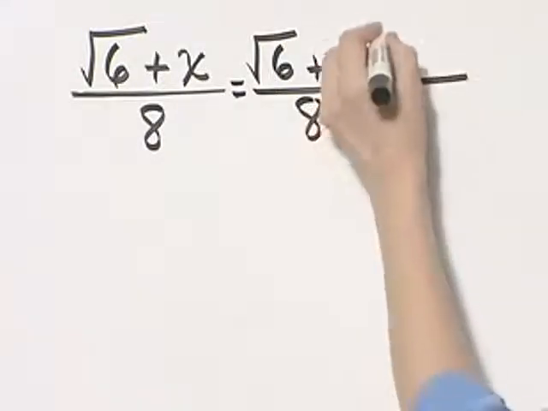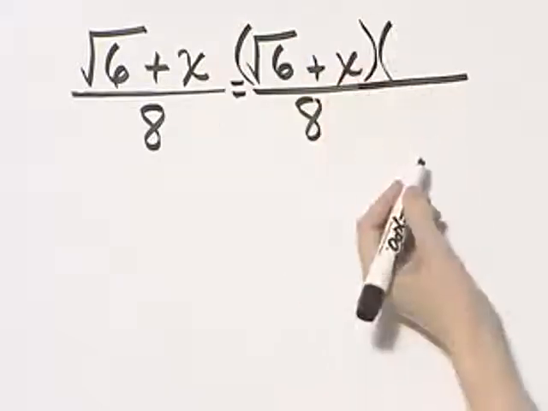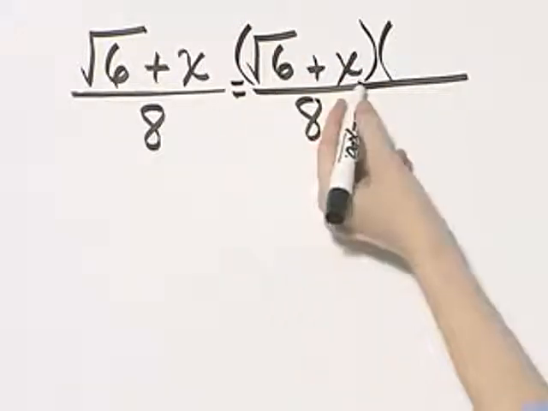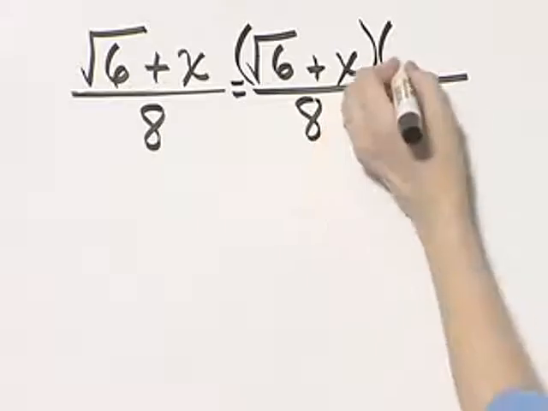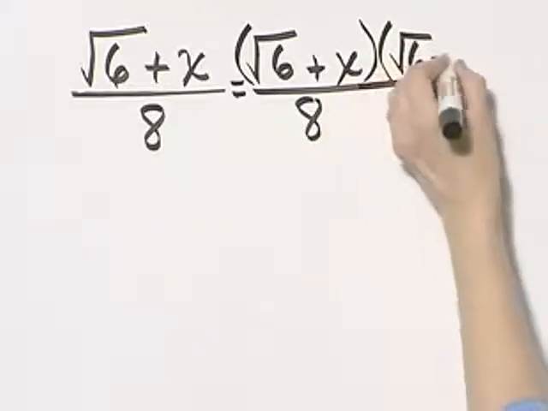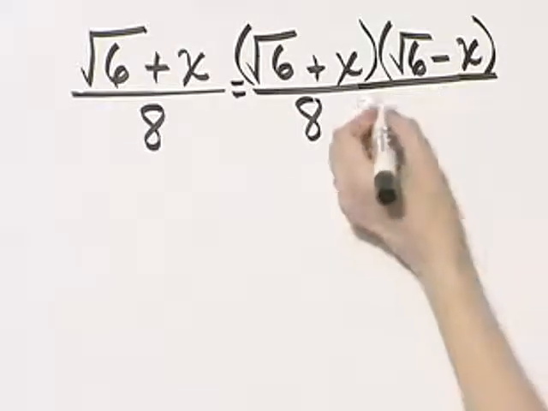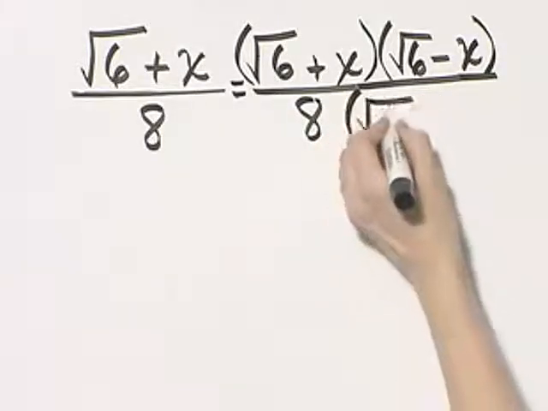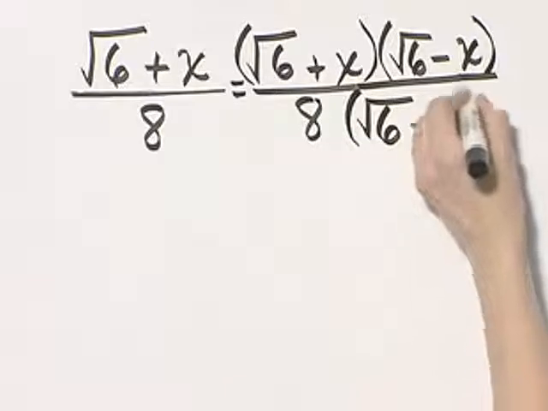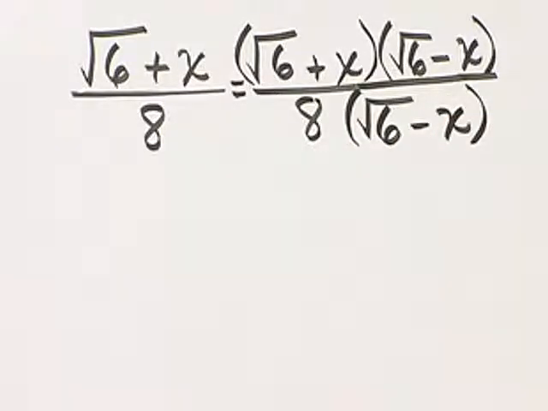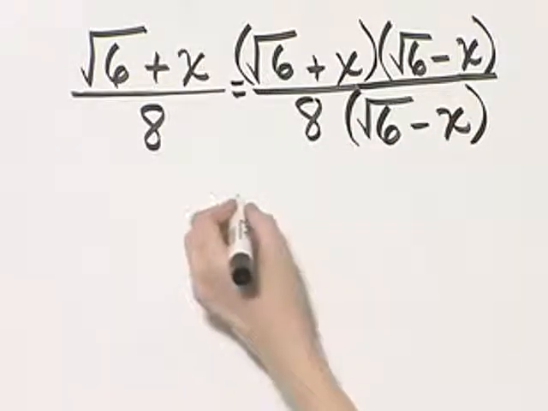So we will multiply by the conjugate. What's the conjugate of this? Square root of 6 plus x. It's square root of 6 minus x. If I multiply the numerator by this factor, I must multiply the denominator by that exact same factor also. And now let's see what we have.